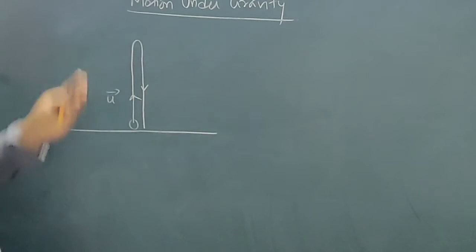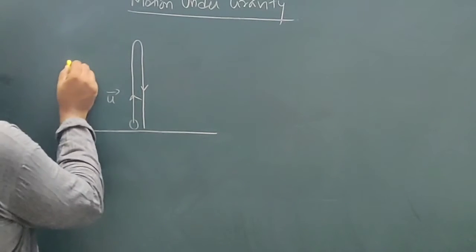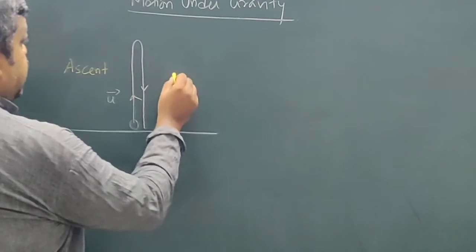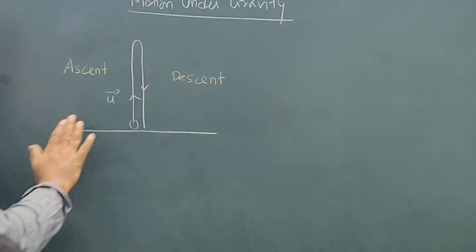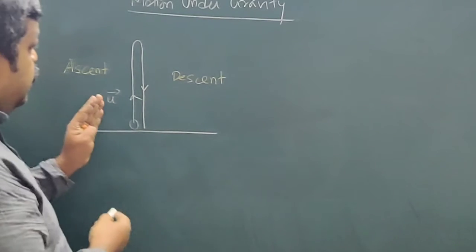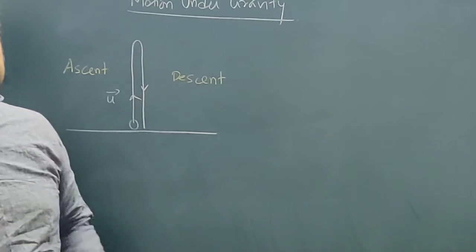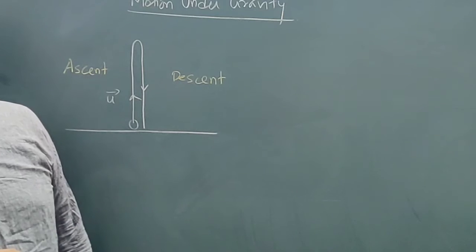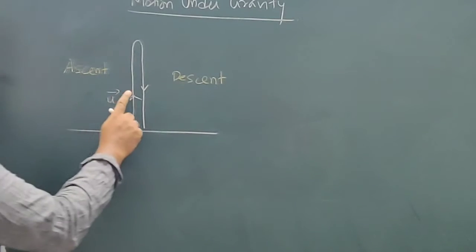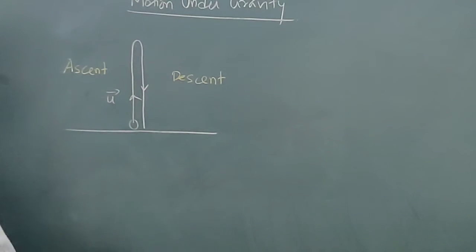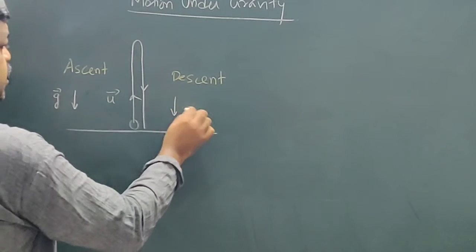Okay, so when it goes up, this part is called ascent. When it comes down, that is called descent. Okay, so this is ascent and this is descent. Now while going upward, whether it is going in the upward direction or coming in the downward direction, in either of the cases, what is the direction of acceleration due to gravity? Gravitational force will always act in the downward direction. So while the object is going in the upward direction or it is coming in the downward direction, in both cases, acceleration due to gravity is acting in the downward direction.